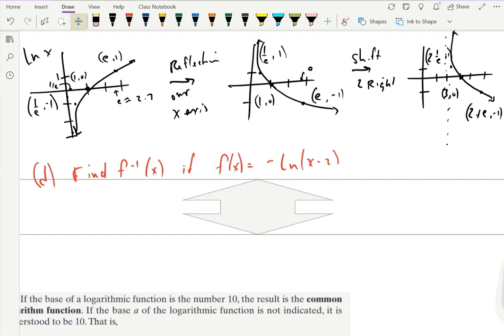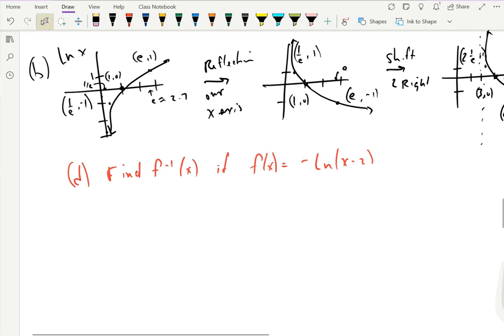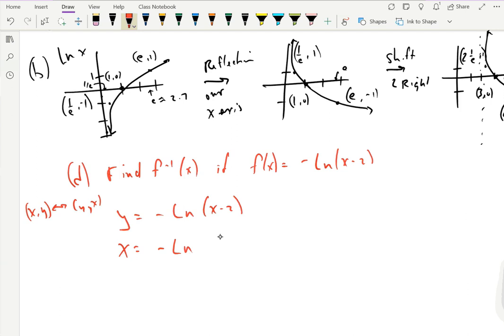So if we go back to how we were finding our inverses, we had 4 steps. The first step was to rewrite f of x as y. So we got y equals the negative of the natural log of x minus 2. Second step was to interchange x's and y's. Remember, when we're doing inverses, if x, y is on one function, then y, x has to be on the inverse function. So we got to flip-flop positions. So x has to be a negative natural log of y minus 2.